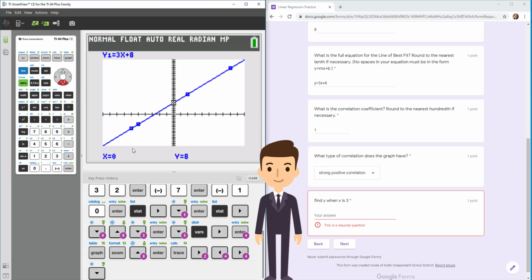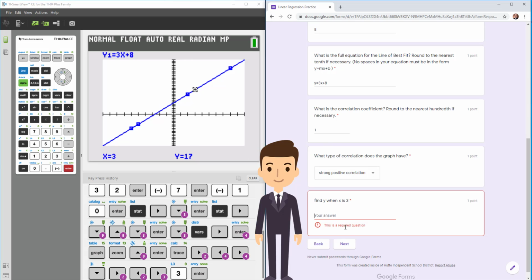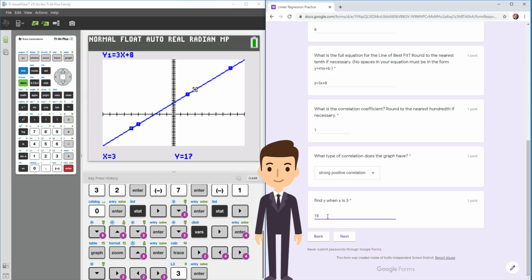And so what I want to do now is I could move up and down and figure out about where 3 is at, right? Or the other thing I can do is just hit enter 3. If I type in 3, it's going to make my x value 3, and it's going to tell me what my y value is. My y value is 17. So find y when x is 3. The answer is 17, right?